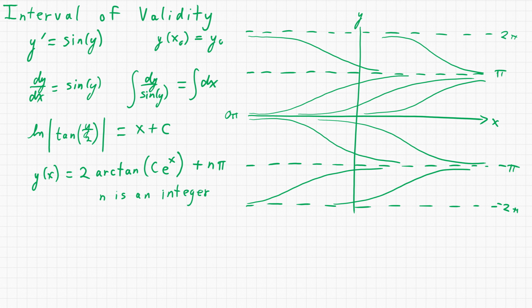So that's the end of this one. It's a little annoying to solve and to figure out where this n pi comes in, but it does work out. And the next one is going to have an interesting twist on the difference between interval of validity and the existence and uniqueness theorem.